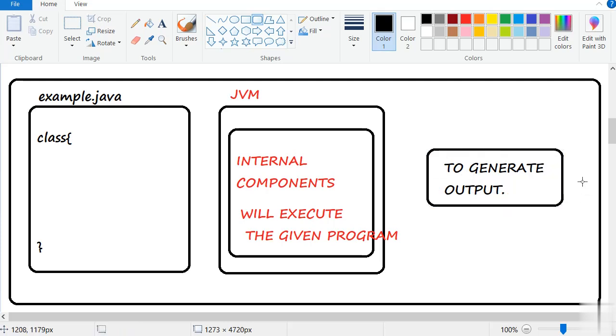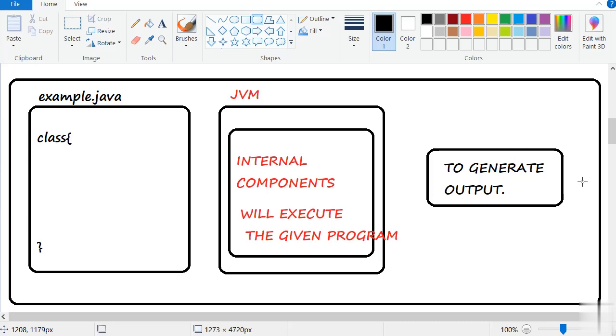These internal components will help to execute the given program and to generate output. This is how our JVM works, as how our human body works. So let's start discussing about JVM.